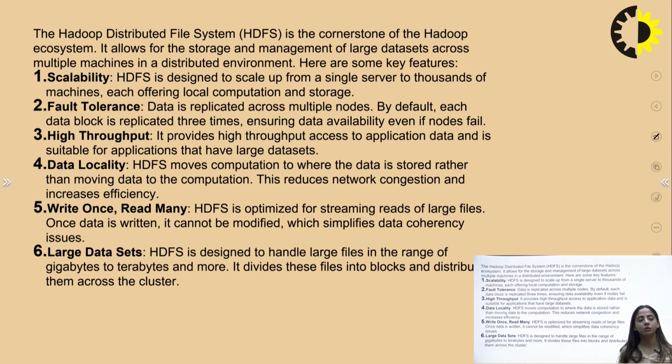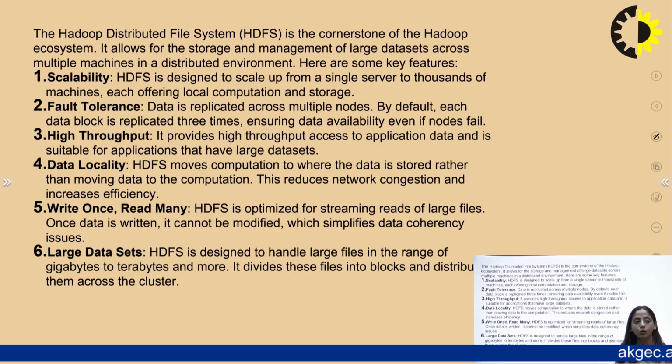The Hadoop Distributed File System is the cornerstone of the Hadoop ecosystem. It allows for the storage and management of large datasets across multiple machines in a distributed environment. Here are some key features. Number one is scalability. Number two is fault tolerance. Third one is high throughput. Fourth one is data locality. Fifth one is write once, read many. And sixth one is large datasets.